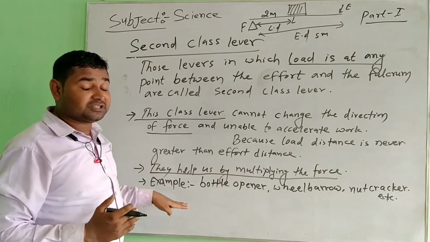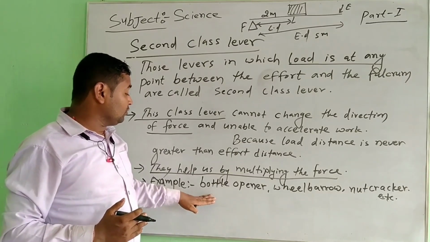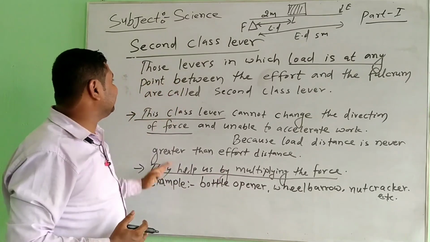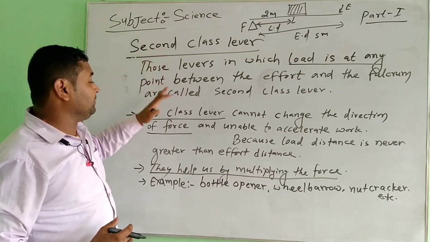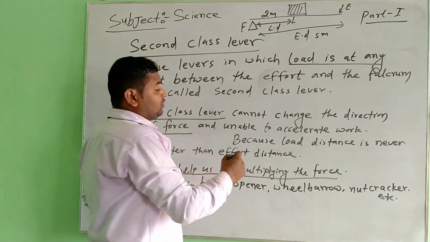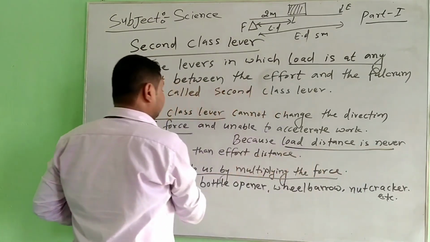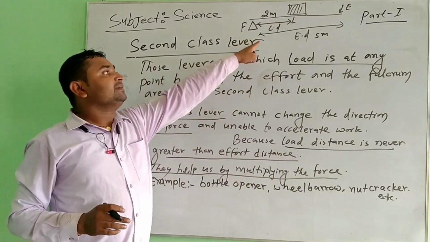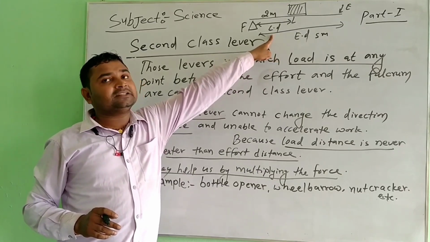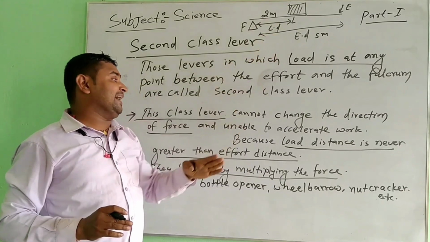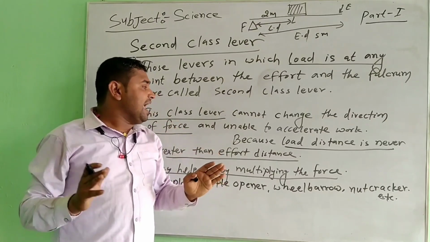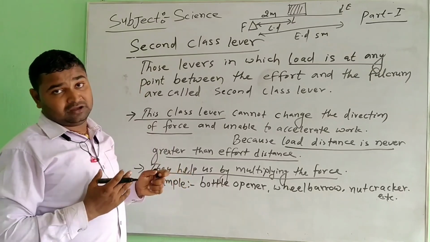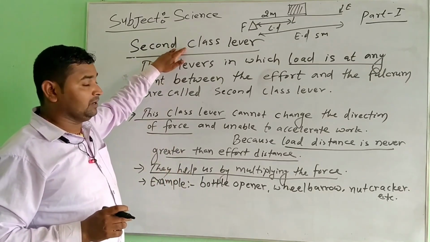Yes, we have taken examples of the second class lever: bottle opener, wheelbarrow, nutcracker. These are all examples of second class lever. It means the load distance is never greater than the effort distance. I already told you about that. The effort distance is always greater than the load distance, so it cannot change the direction of the force and it cannot escalate the rate of doing work. In which class lever? In the second class lever.